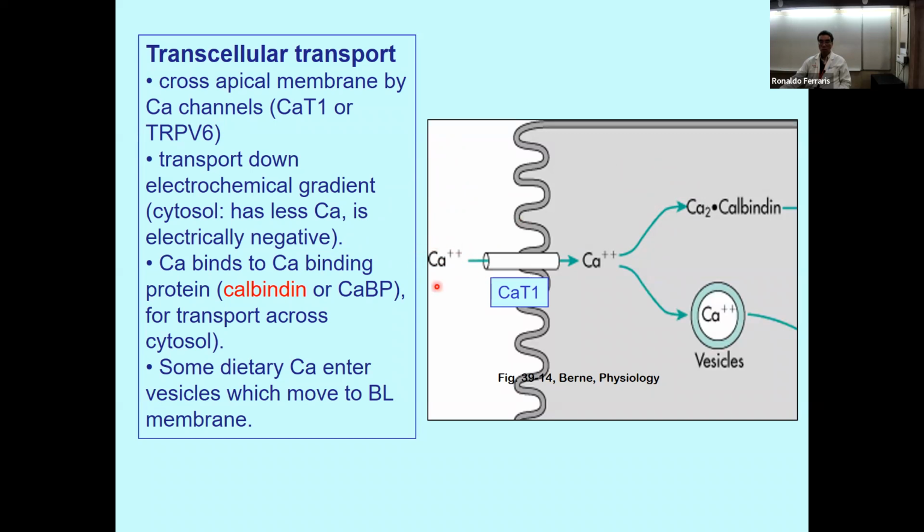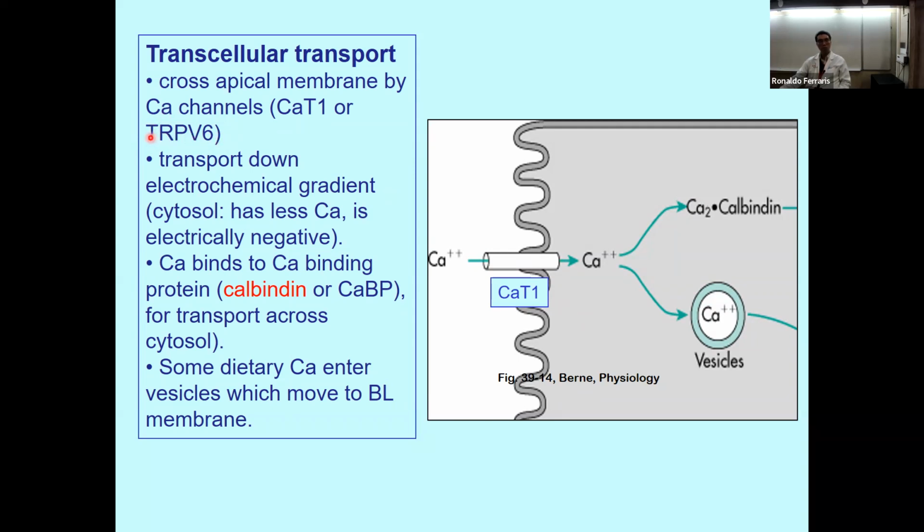Okay, so calcium is hydrophilic and cannot go through the lipid bilayer, so it has to be absorbed by CAT1. This is very easy to remember: calcium transporter 1. Many books now increasingly call CAT1 TRPV6.